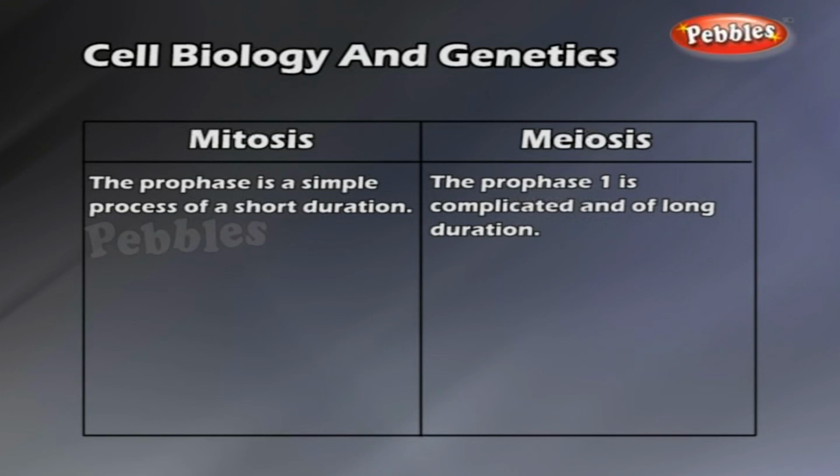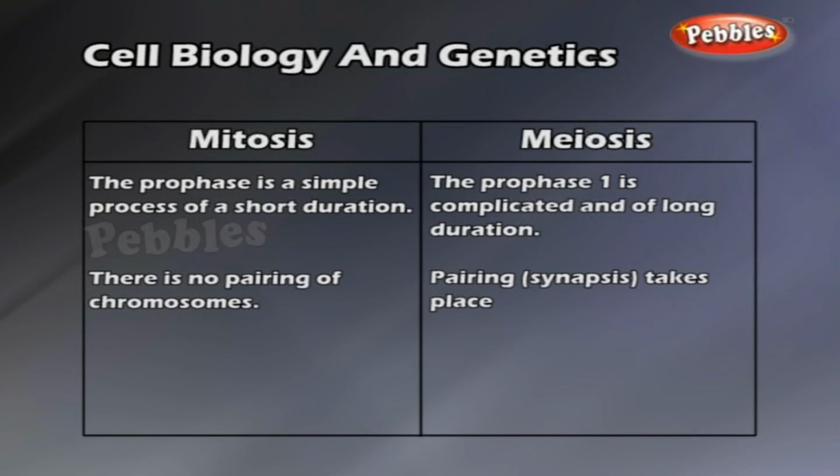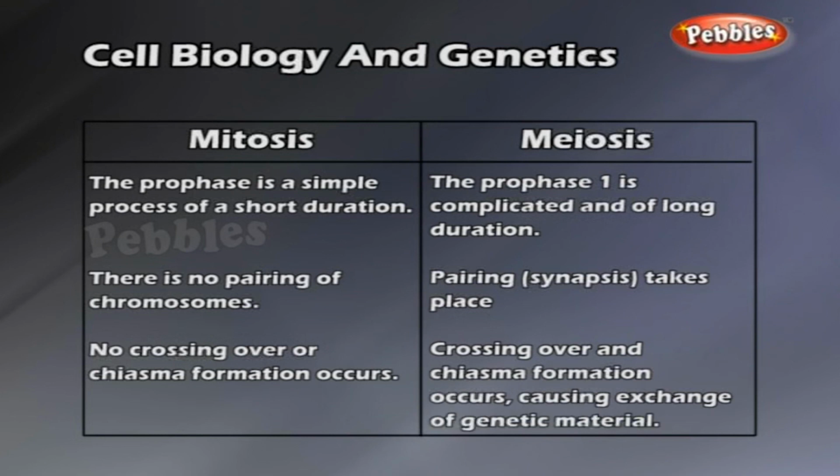In mitosis, the prophase is a simple process of short duration. In meiosis, prophase 1 is complicated and of long duration. In mitosis, there is no pairing of chromosomes. In meiosis, pairing, synapsis, takes place. In mitosis, no crossing over or chiasma formation occurs. In meiosis, crossing over and chiasma formation occur, causing exchange of genetic material.